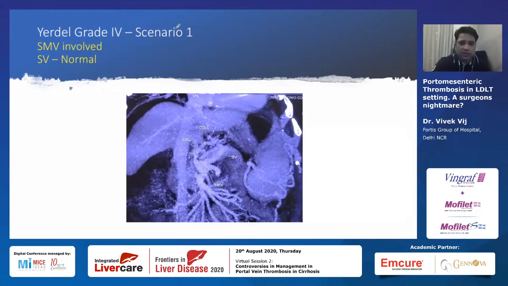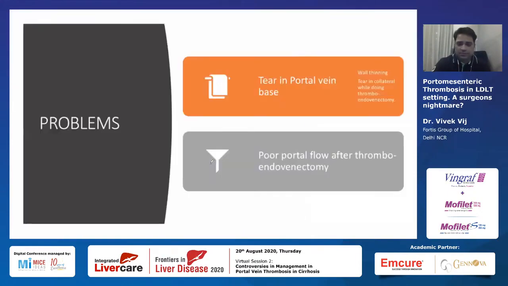So in the first case scenario, the proximal SMV was involved here, nothing was there, and the splenic vein was normal. So in this case, when we try to do thrombectomy, somehow we find that the more the extent of thrombosis, like Yerdel 4, the harder the thrombus is to remove, because that signifies chronicity.